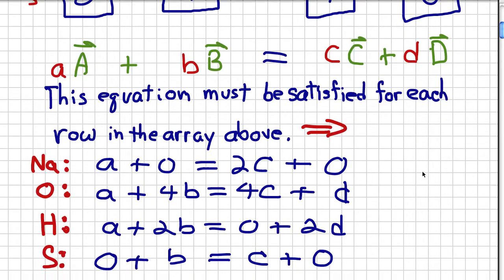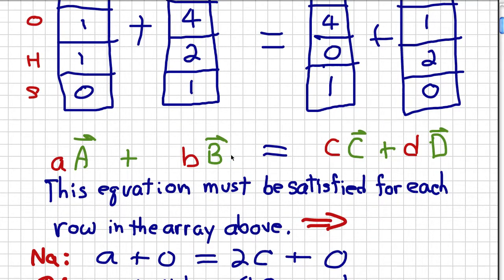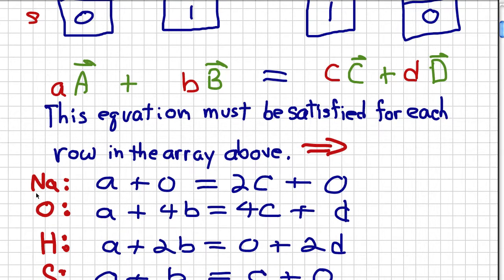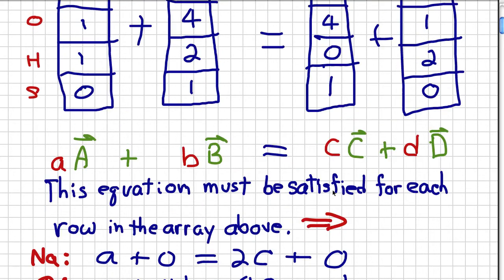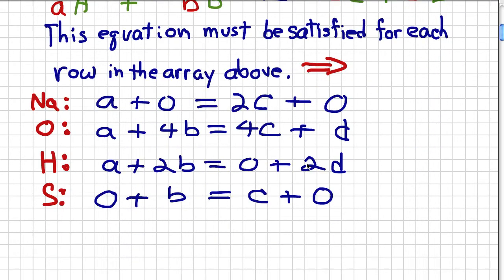So I now write out each row of this equation. I write out each row. So I have the sodium row. It gives me that a plus 0 is equal to 2c plus 0. Where does that come from? a plus 0 is equal to 2c plus 0. And the next one, the oxygen row, a plus 4b is equal to 4c plus d. So I have a plus 4b is equal to 4c plus d, and so on. I write this down for the hydrogen row shown here and for the sulfur row shown here.